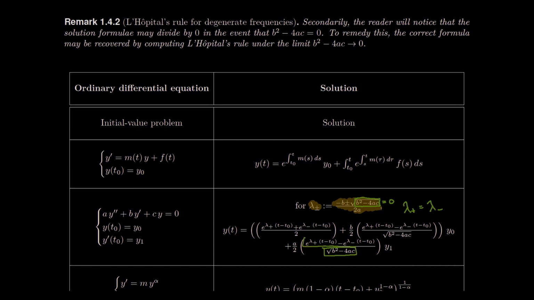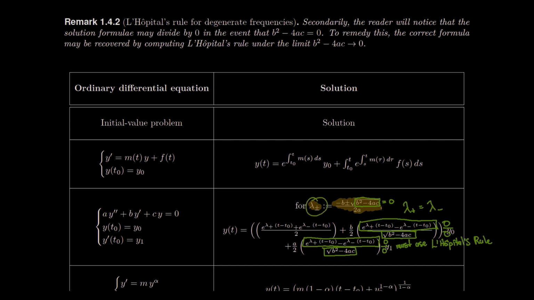Let's look at the numerator. If lambda plus and lambda minus are the same number, then the numerator is also 0. So we're going to end up with a 0 over 0. Must use L'Hopital's rule. Under using L'Hopital's rule, you can actually recover the correct formula here. It's going to be the same here, actually, because both the numerator and the denominator will be 0 over 0. And so you'll have the same sort of behavior. So that's in the event of a degenerate frequency.